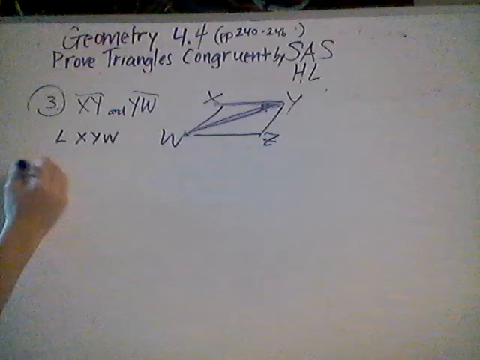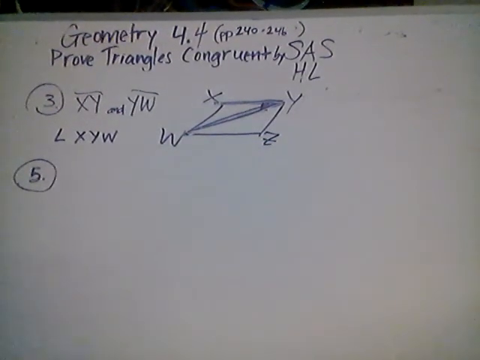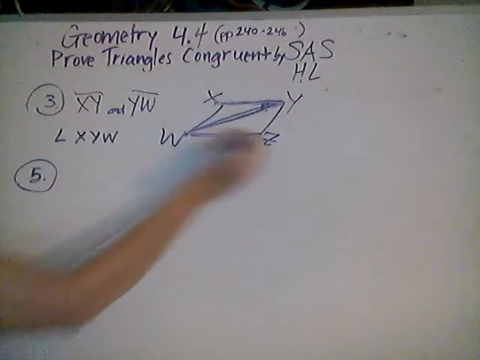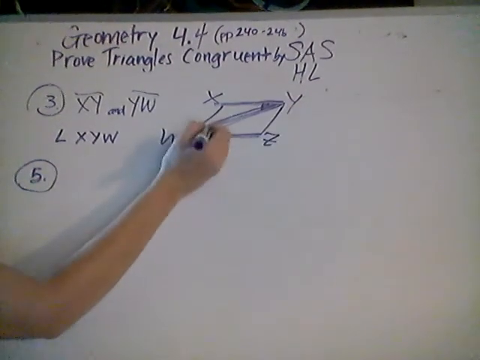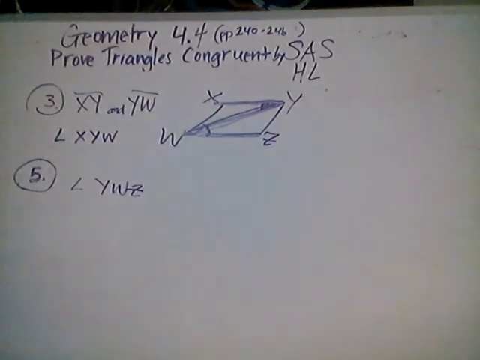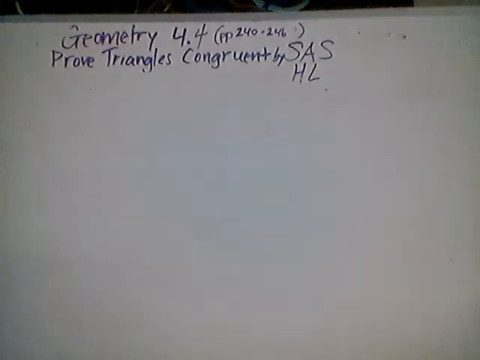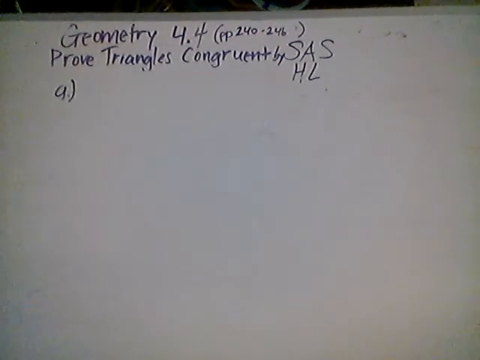Alright, let's look at number 5. We're doing the odd numbers, numbers 3 through 15. So we look at number 5, ZW and YW. The included angle then is here, angle YWZ. So please use that to help you with number 7, and then we will move on to number 9. If you need to pause here to do number 7, please pause.